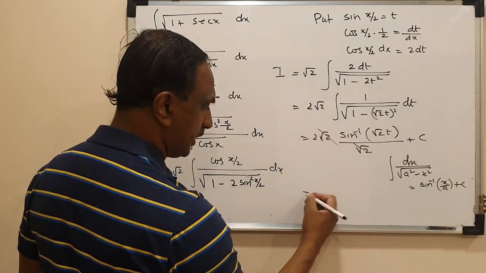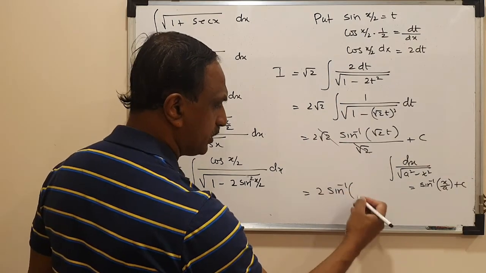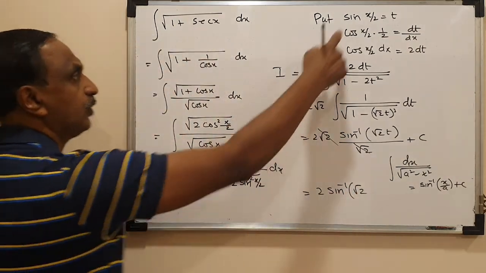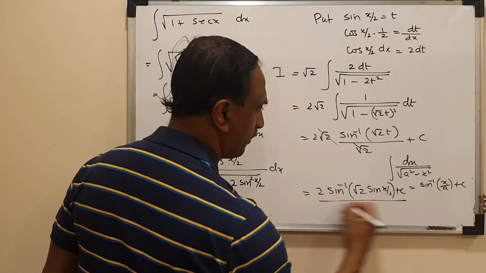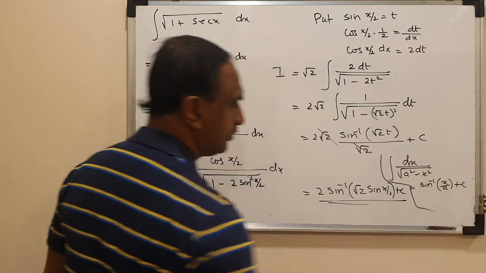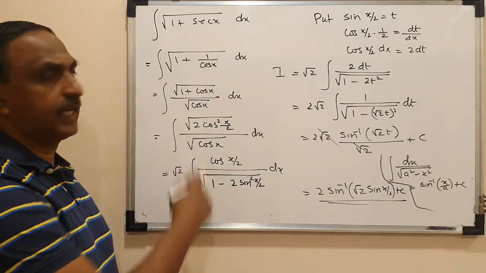So my final answer is 2 sine inverse of root 2 sine x by 2, since t stands for sine x by 2, plus c. This becomes my final answer. This is the way we can solve this problem.